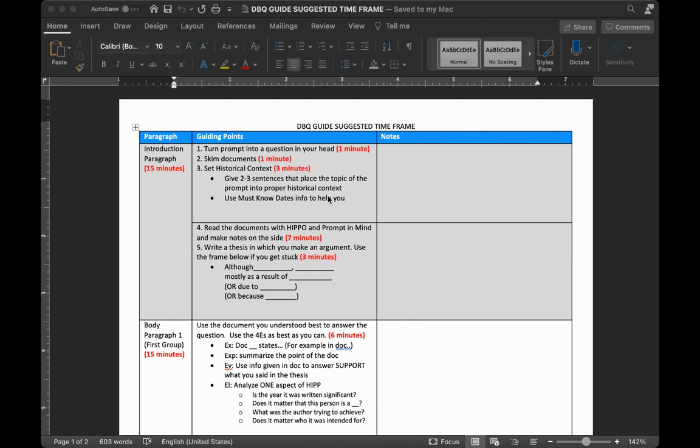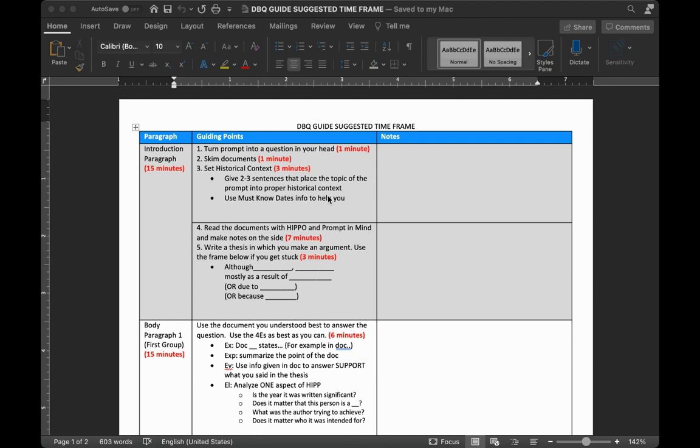Take about a minute so that you're clear on what you're being asked. It's very important that you know the prompt so that you address it correctly in your essay. Then you want to just skim the documents, take a glance at the documents to get an idea of what the context is, to get an idea of what the time period is about, what the topic of the prompt is about. And that way you start jogging your head for context.